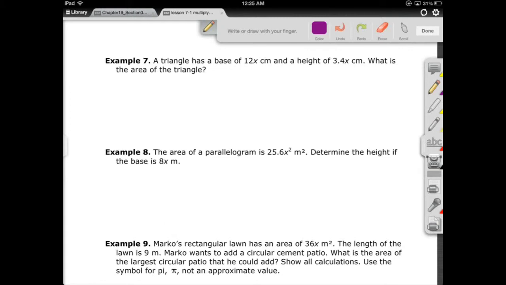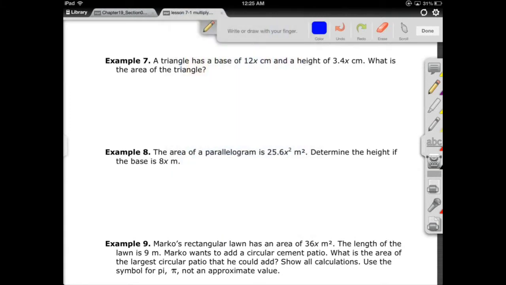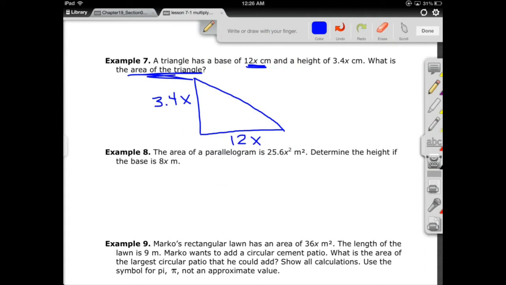Very important. You always, always, always draw. It said a triangle. Okay, so fine, I'll give you a triangle. So make it a little bit longer. It's got 12x, and that's what they say the expression is for the base. And we'll go like that. And we'll say the height, although not drawn to scale, of course, is 3.4x. And they say, well, what's the area of a triangle?